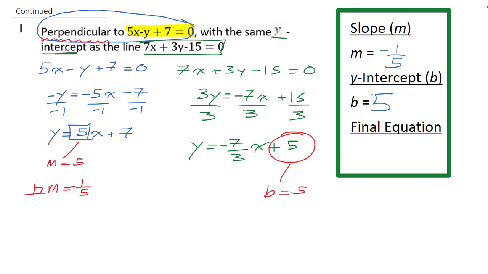So we're kind of doing a Frankenstein equation here. We're stealing a piece from one equation, a piece from the other equation, and putting them together to make the equation it wants us to make, which has the perpendicular slope of the one and the same y-intercept as the other. And there you go. All right, 2 more left.